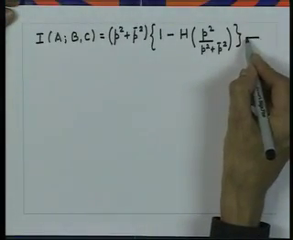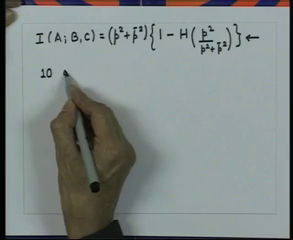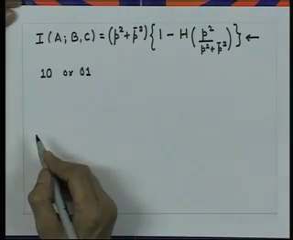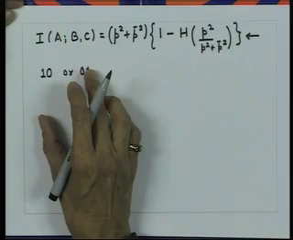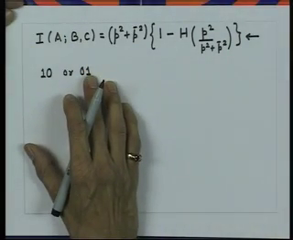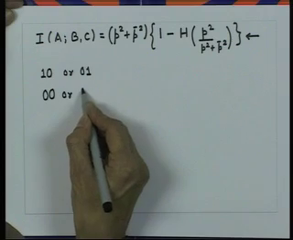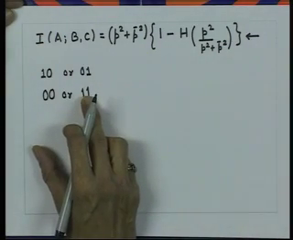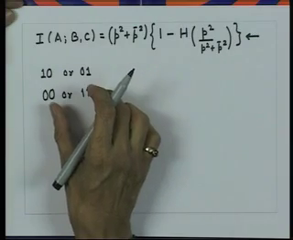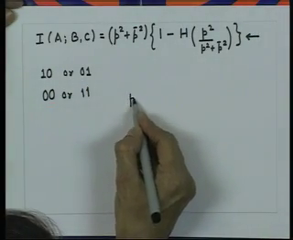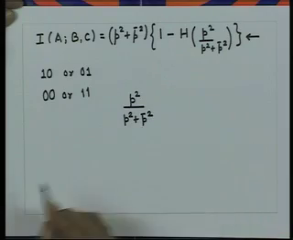Now, the interpretation of this equation is very clear. If we observe the outputs 1 0 or 0 1 from such a channel, its meaning is entirely ambiguous. The two possible inputs will still be equally probable, and we gain no information from our observation. If on the other hand we observe 0 0 or 1 1, we gain information about the input equivalent to that gained by observing a single output from a binary symmetric channel with error probability equal to p squared upon p squared plus p bar squared.